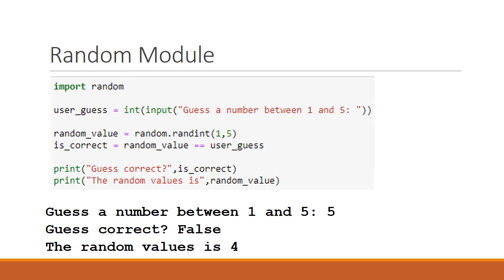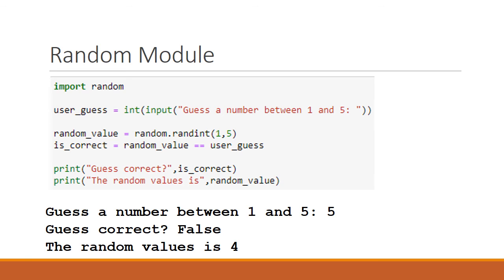Now we're going to check to see if our random value is equal to the user guess. So we use the relational operator double equals, and we enter the expression random value equals user guess. That's either true or false. So true or false is assigned to the memory location or variable is correct.